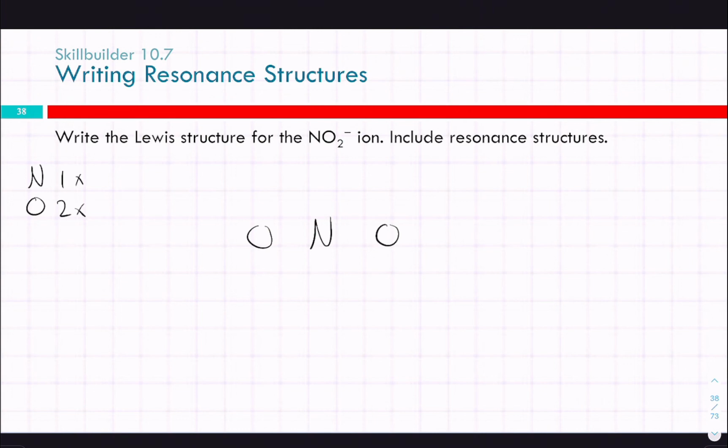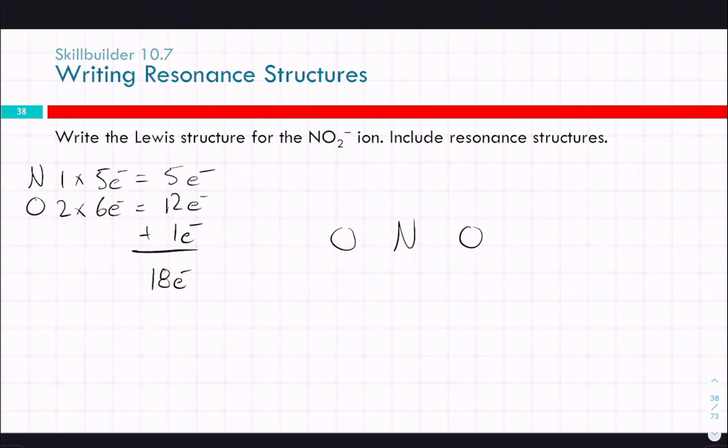How many electrons does nitrogen have? 5. And oxygen? Yep. So we have 2 oxygens, so that's 12. And then we have a negative charge again, so we're going to add 1 more electron for that. That'll make our total here 18. Then we can place our minimum number of bonds. That's 2 bonds, so 4 electrons. Looking very similar to sulfur dioxide.